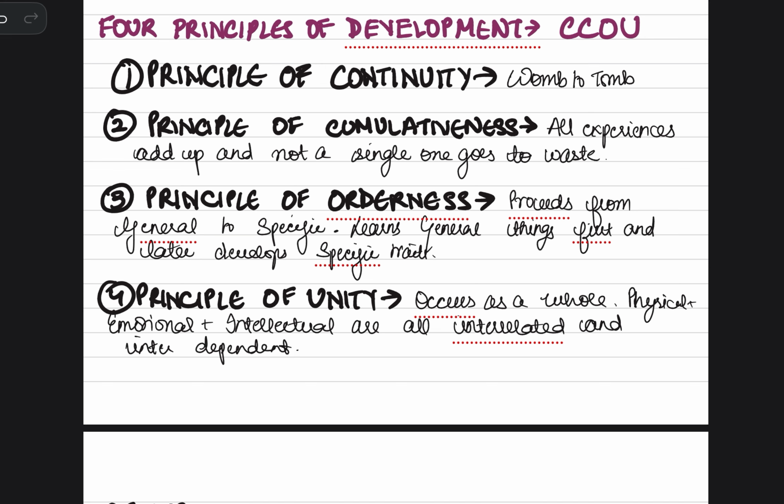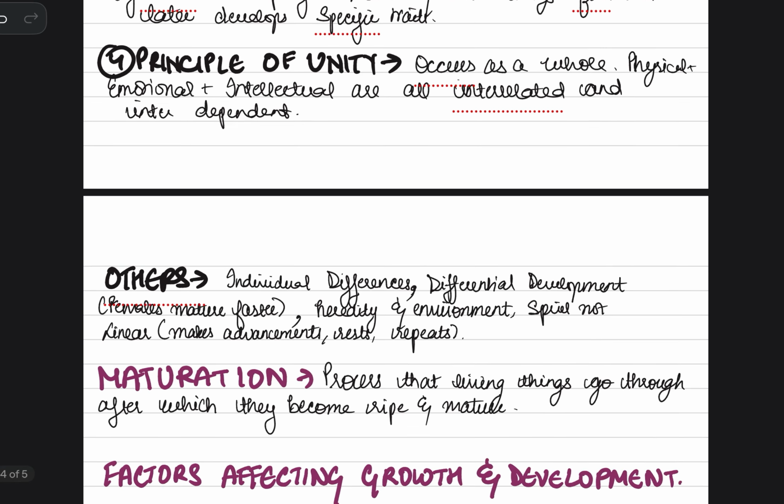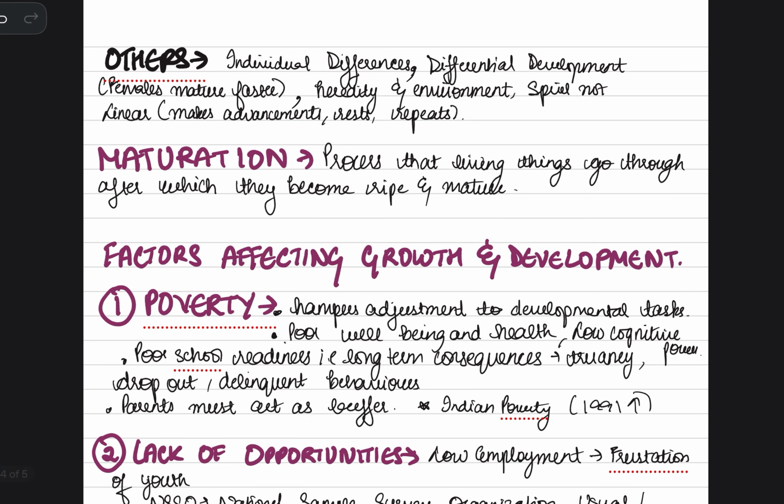So that is the principle of orderliness. Then we have the principle of unity, that is, development occurs as a whole. It includes physical, emotional, and intellectual aspects, all interrelated and interdependent. Then other principles are individual differences. Like I said, everybody has their unique personality.